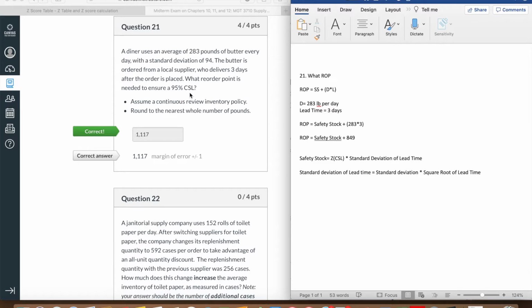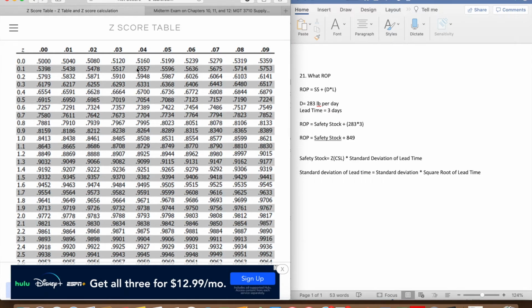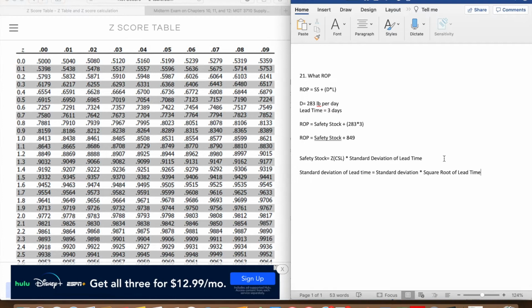So by using this information of 95%, we have to go to a Z-score table in order to find the Z-score. On the Z-score table, there's 50% here, 60% here, 70% here, and so on. However, here we're looking for 95%. The closest thing to 95% is 0.9505, and we can take the number from 1.6 and 0.05 to give us 1.65. So our Z CSL equals 1.65.